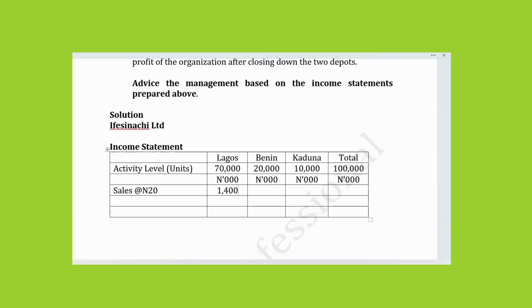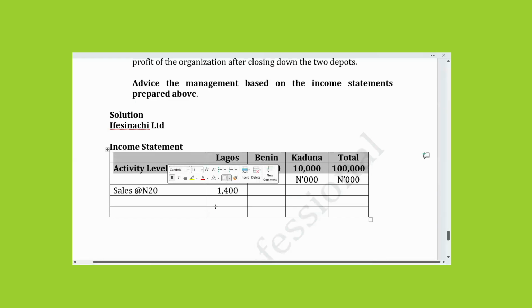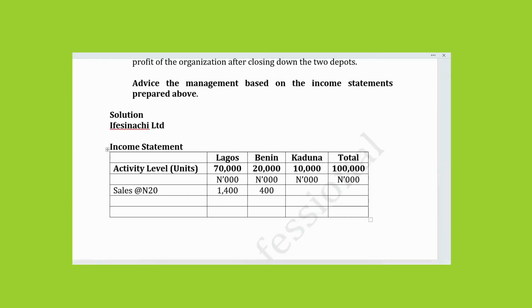Let's follow together. Use your calculator. For Benin, 20 multiplied by 20,000, that's 400,000. For Kaduna, 20 naira multiplied by 10,000, that will give us 200. When you add everything together, that will be 2,000. So total sales for the company as a whole is 2,000. That's 2 million naira. Next, I will then consider relevant costs.